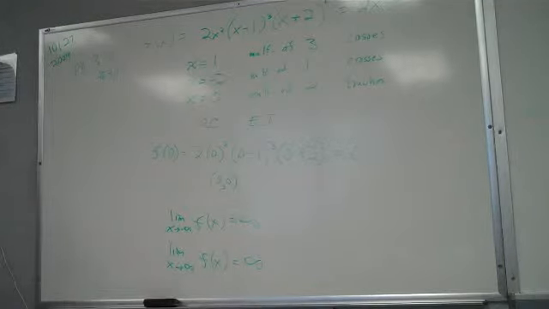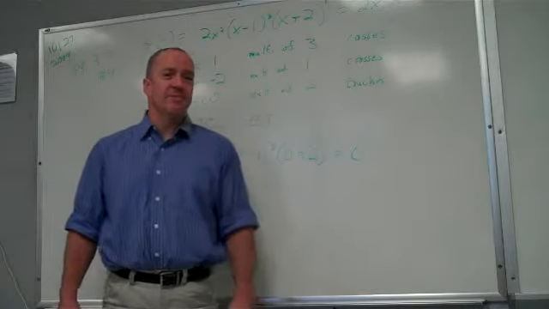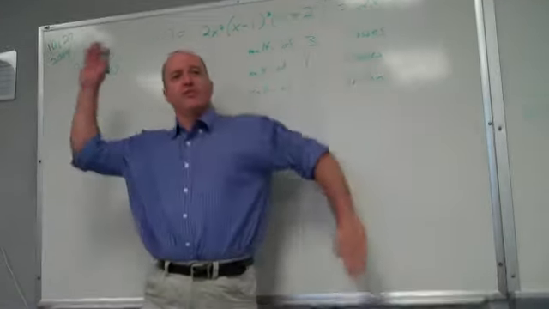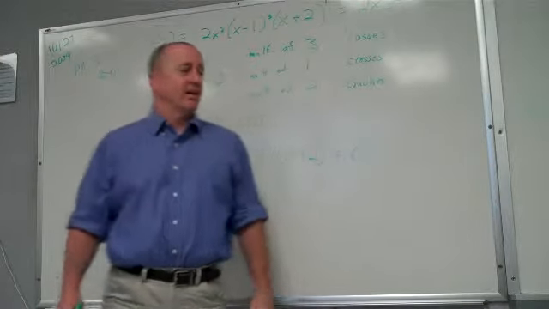Negative infinity and positive infinity. What if it were an odd exponent? If it were an odd exponent, it would be either a ballerina or a reverse ballerina. All right.